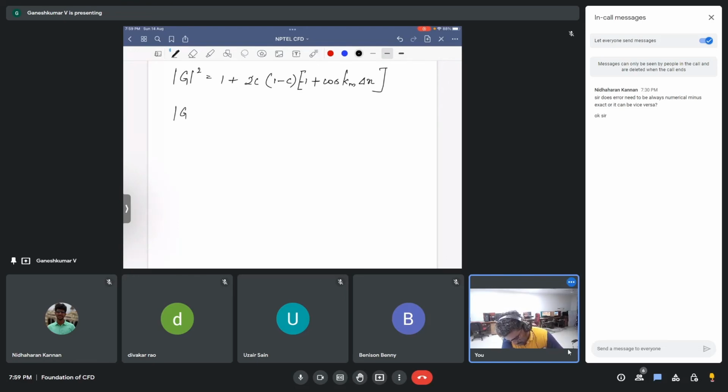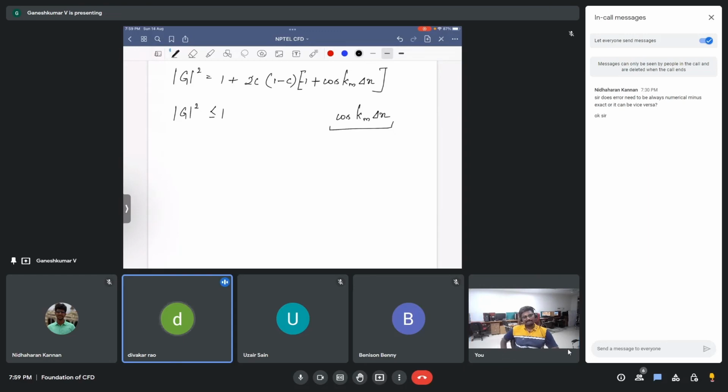So now we want g square to be less than or equal to 1. How can cos km delta x vary? For any km delta x, what is the maximum and minimum limit of cos km delta x? It can go from minus 1 to 1. So the maximum of this would be 1.